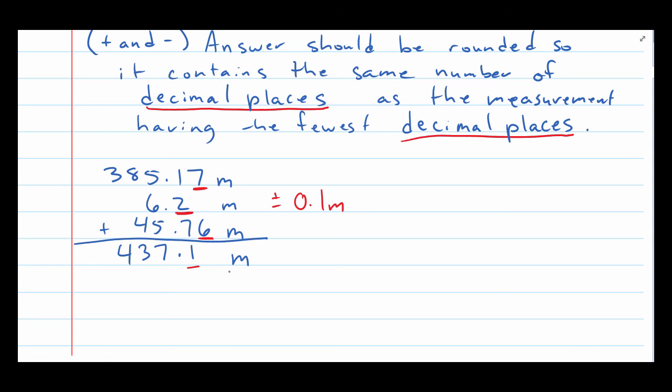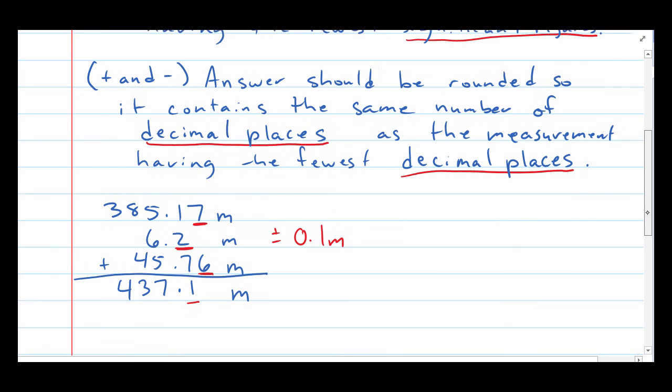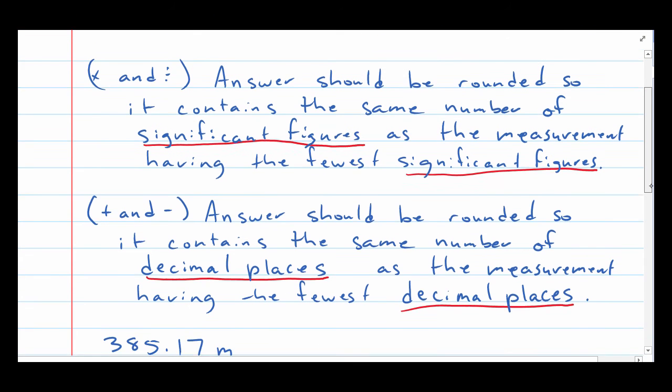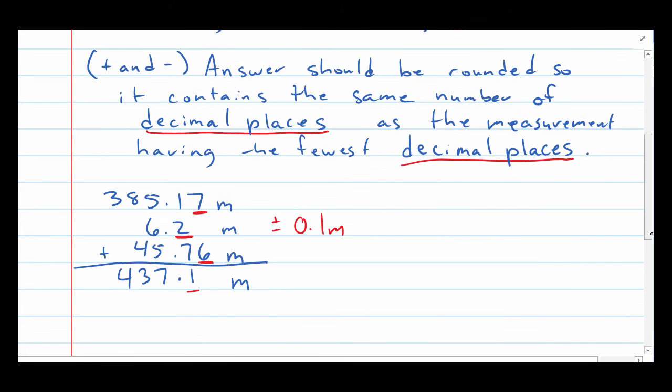So that's why the rules for multiplication and division differ from each other. The rules for multiplication and division involve significant figures, and in addition and subtraction, they involve decimal places. So let's go ahead and practice here.